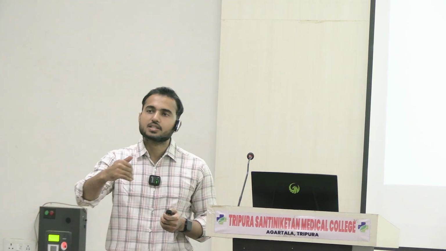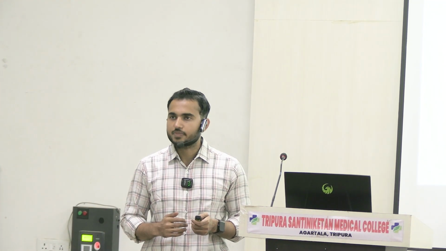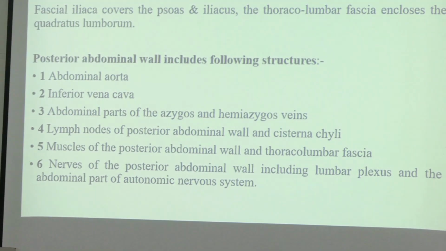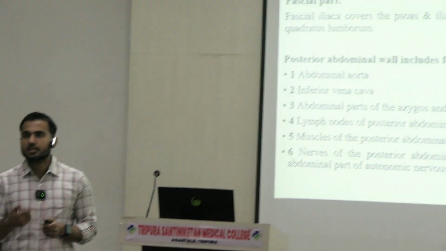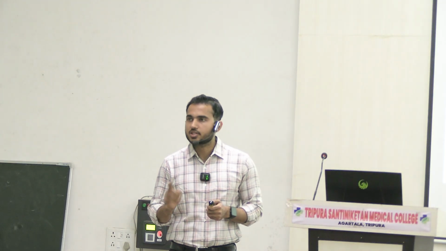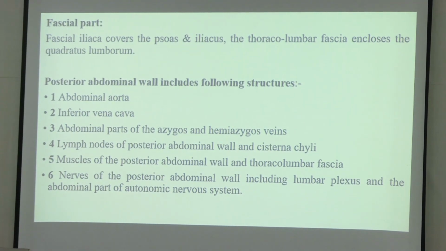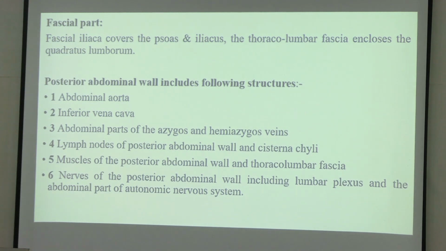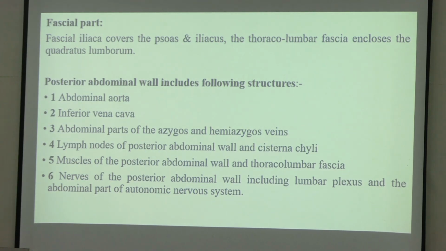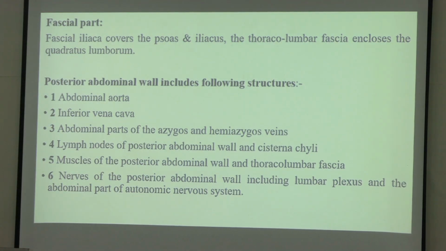Then we will be discussing the structures, so that you will have an idea of what structures are present in the posterior abdominal wall. In the bony part we have seen what bones are present. After that we have also seen the muscles, the names of the muscles, and last is the fascial part, which is made up of fascia. So which fascia are present? You can see fascia iliaca, which is mainly covering the iliacus muscle and the psoas major muscle, and along with that we get the most important thoracolumbar fascia.